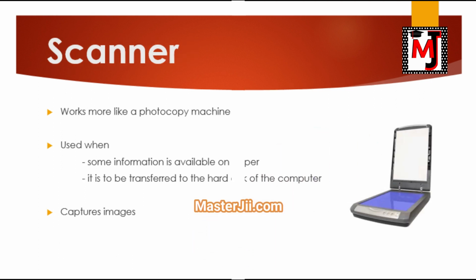Then the next device is scanner. Scanner is an input device which works more like a photocopy machine. It is used when some information is available on paper and it is to be transferred to the hard disk of the computer for further manipulation. Scanner captures images from the source which are then converted into digital form that can be stored on the disk. These images can be edited before they are printed.